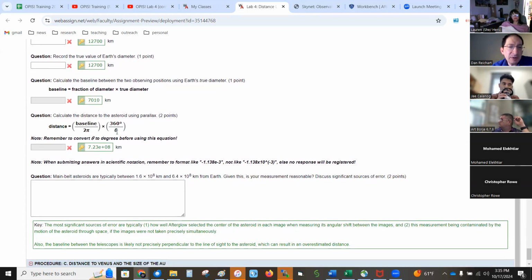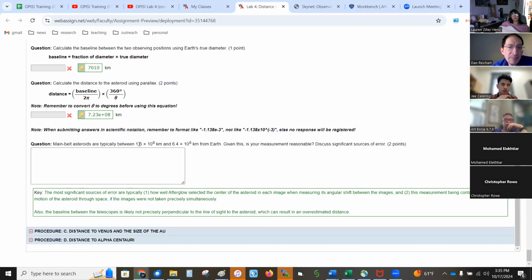We have the baseline, we have the angular shift, which they'll have to convert from arc seconds to degrees, and they calculate the distance. And main belt asteroids are between 1.6 and 6.4 times 10 to the 8 kilometers away. So we ask, is your measurement reasonable? It should be in this range, unless for whatever reason you imaged a NEO or something. On that Wikipedia page where we pick our asteroids, I think they're all main belt asteroids.